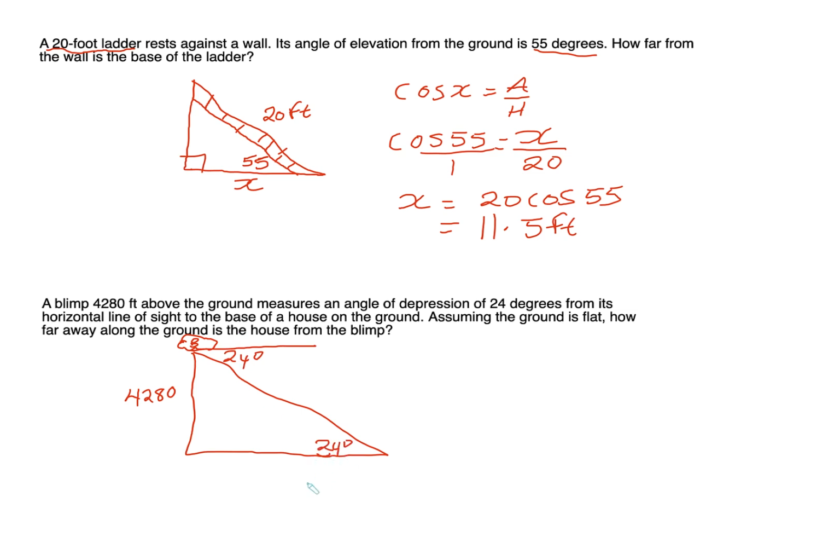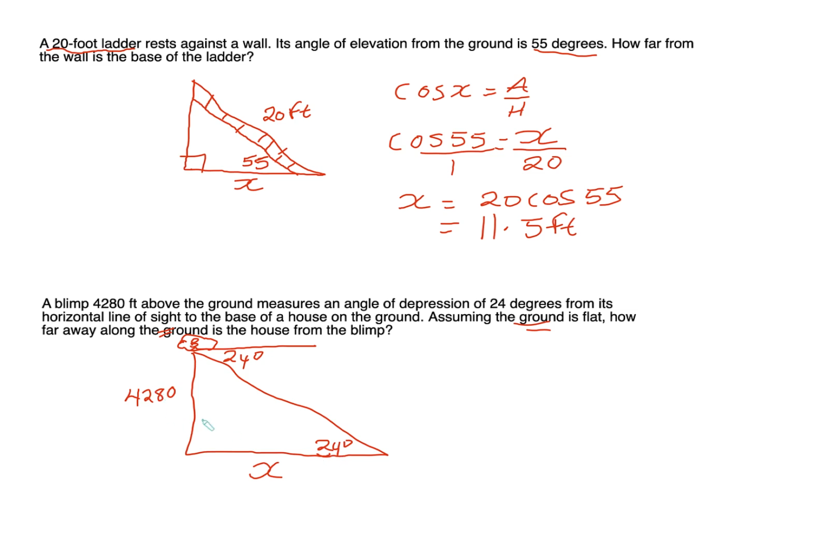So that's 24 degrees. Now, what do they want us to find? Assuming the ground is flat, so that's the key thing, we're going to the ground. How far away along the ground is the house from the blimp? So we're finding X, so we're finding the adjacent. So what do we have? We have the opposite, we have the adjacent, and we have our angle.